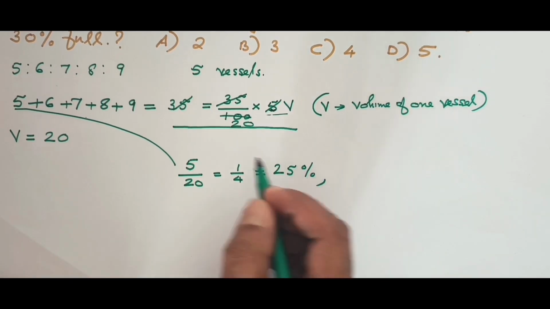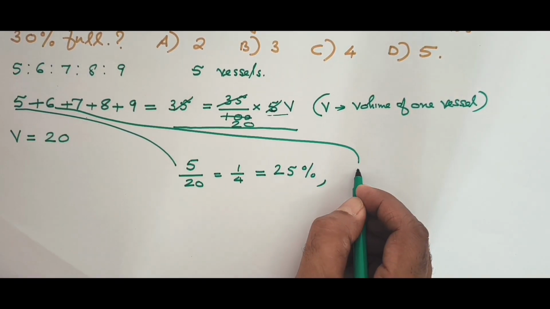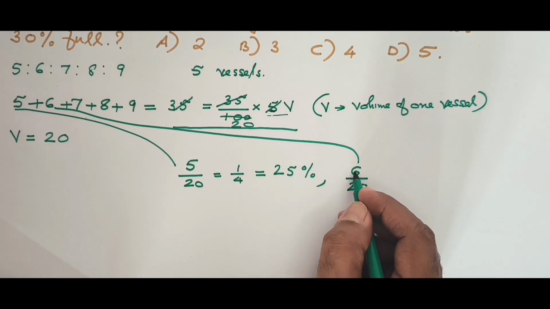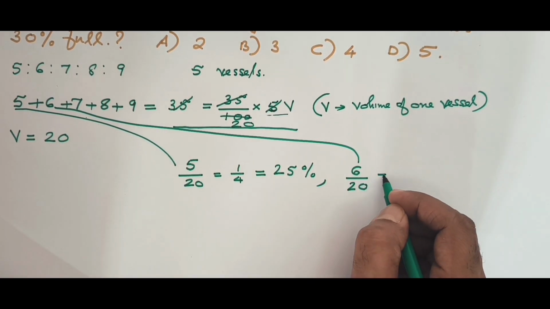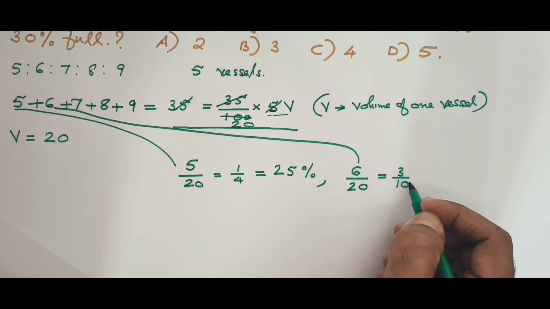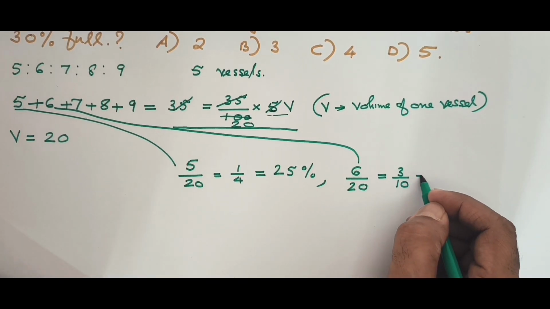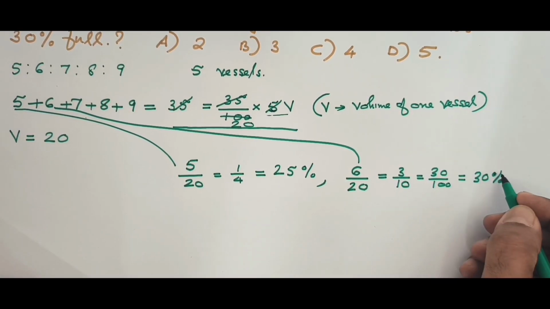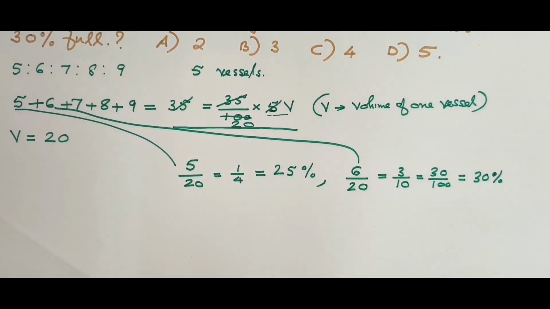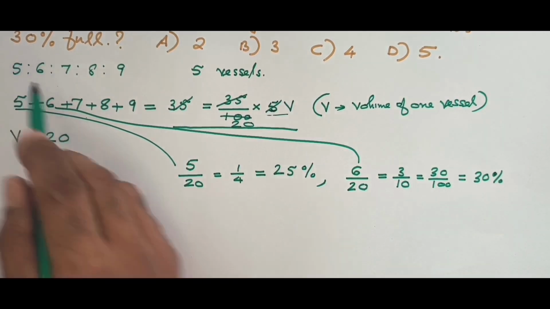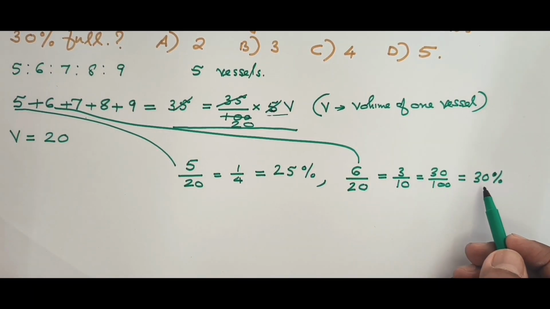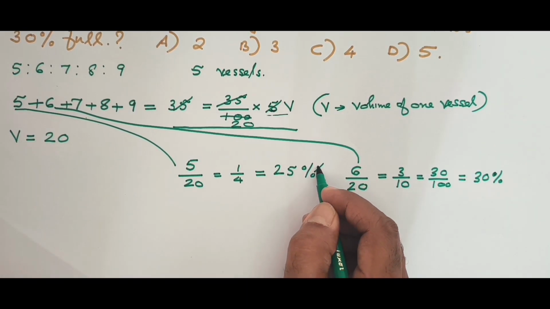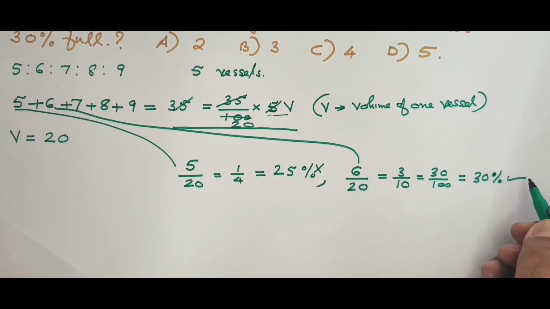Now take the second one, which has 6 liters of water. Again, the volume of the vessel is 20 liters. So 6 liters out of 20 liters. This simplifies to 3 by 10. 3 by 10 is 30%. So you can write it like this if you want. And that's equal to 30%. And the question is about finding vessels which have at least 30% water. So the second vessel has 30% water, whereas the first does not have 30%, it is below that. So this is to be excluded, this is to be included.